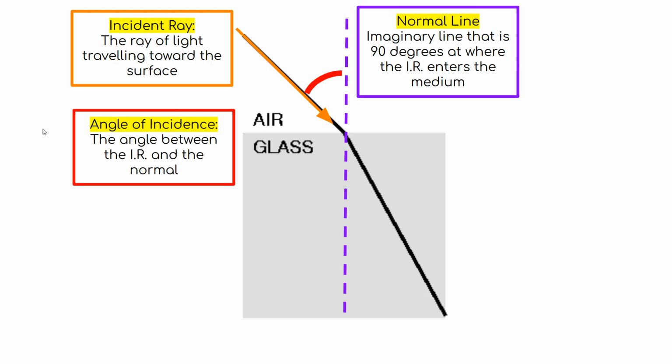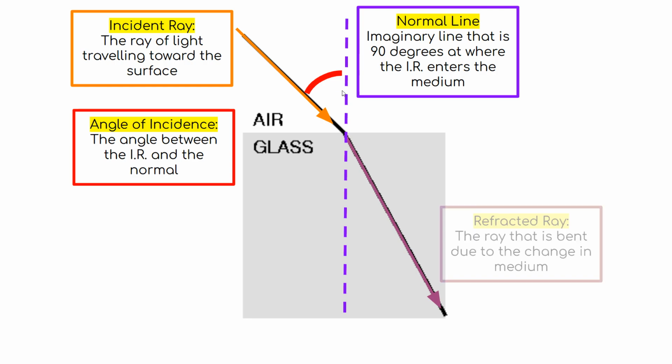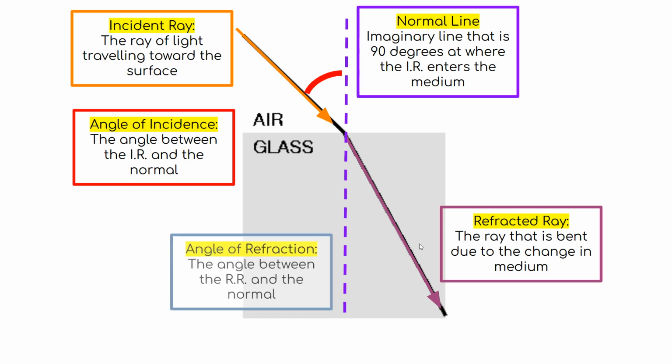We have our angle of incidence, and that's the angle between our incident ray and our normal, that purple line. The ray that travels through the glass is our refracted ray, and this is the bent ray as a result of the change in medium. So we're going from air to glass. This is our refracted ray. We have our refracted angle, or angle of refraction, and the angle of refraction is the angle between the refracted ray and the normal line.